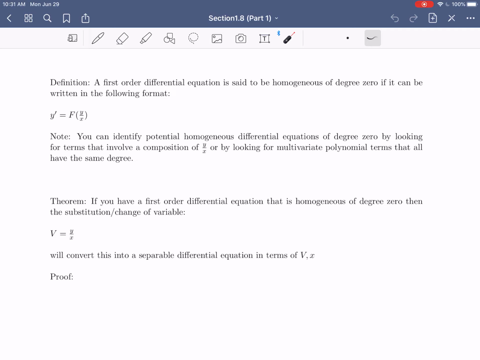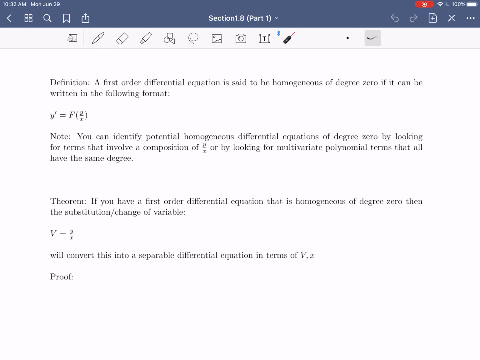Another, more subtle way is if you see a bunch of multivariate polynomial terms that all have the same degree. What do we mean by that? Well, remember that the degree of a multivariate polynomial term is the sum of all the exponents in that term. So if you see maybe a term x squared y squared, plus y to the fourth, plus x cubed y, all of those are multivariate polynomials of degree 4, because x squared y squared is degree 4, y to the fourth is degree 4, and x cubed y is degree 4. So if you see a bunch of multivariate polynomial terms that all have the same degree, that can also be a tip-off that you're looking at something that is homogeneous of degree 0.